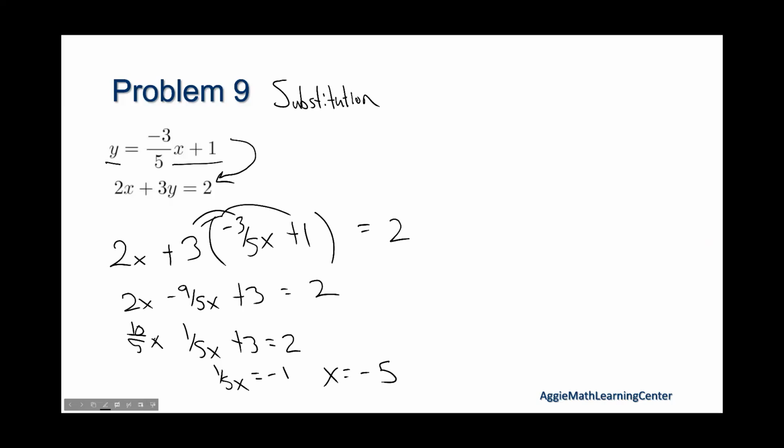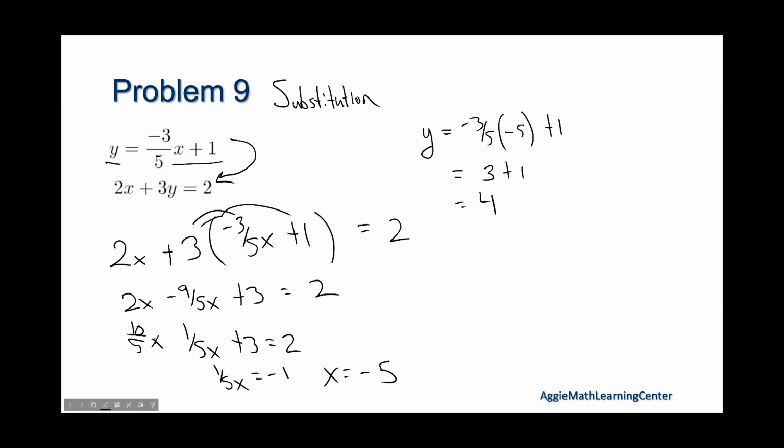With that information, we can plug our x value into either of the two equations and then solve for y. I'm going to choose the first just because it looks a little easier. So we get -3/5 times -5 plus 1. That's going to give us 3 plus 1, which is 4.